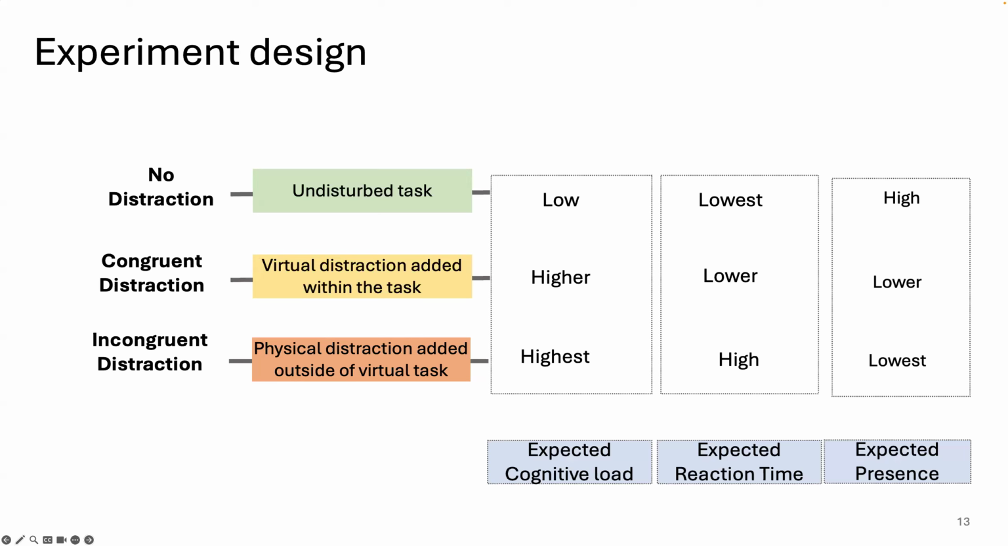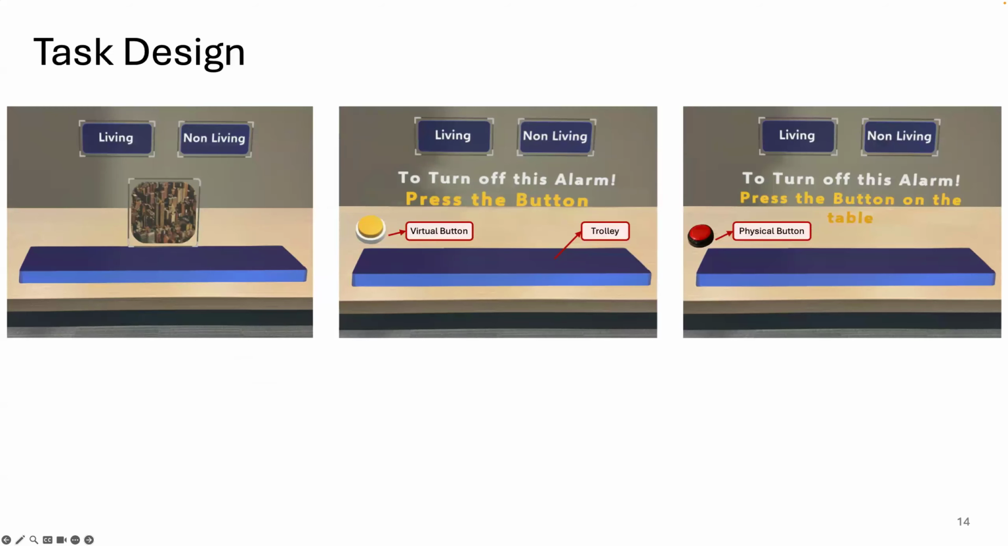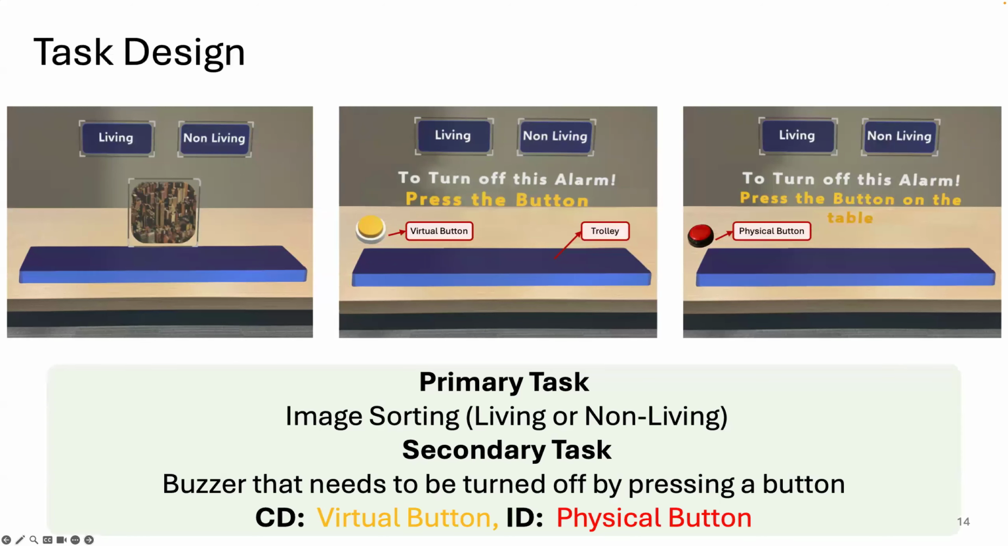So we expect different effects on cognitive load, reaction time, and presence. For the primary task, we ask users to sort images into living and non-living. For the second task, we introduce a buzzer that needs to be turned off by pressing a button. In the congruent distraction, where we introduce the distraction within the virtual environment, there is a yellow virtual button that the user needs to press. In the incongruent, we ask the user to press a button outside of the virtual environment. The red button here is a physical buzzer that the user needs to press. On the left, we have the no distraction task, in the middle the congruent distraction, and on the right the incongruent distraction task.